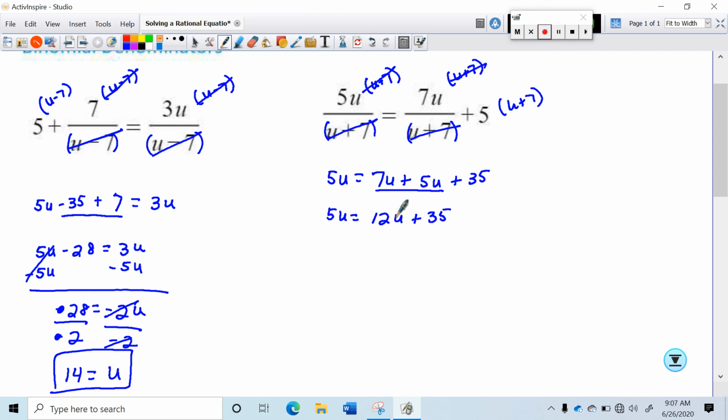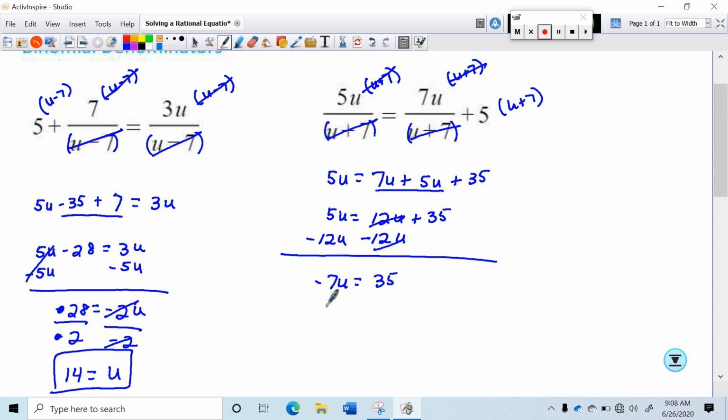I need the u's together. I don't want to move the 5u over because that leaves me with nothing. And again, you don't want to ever do that to yourself. So the opposite of 12u is negative 12u. I'm going to subtract 12u from both sides. So I've got negative 7u equals 35.